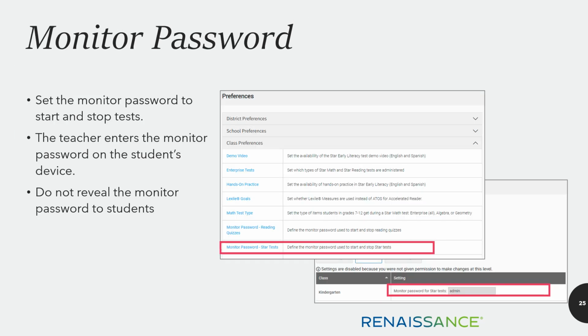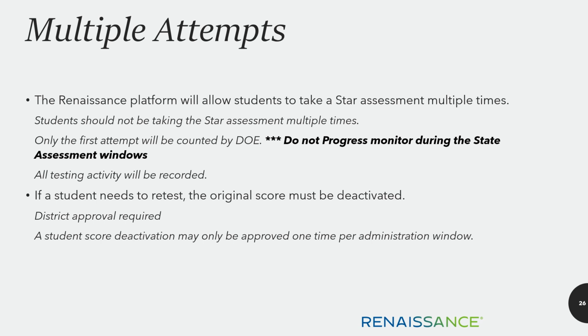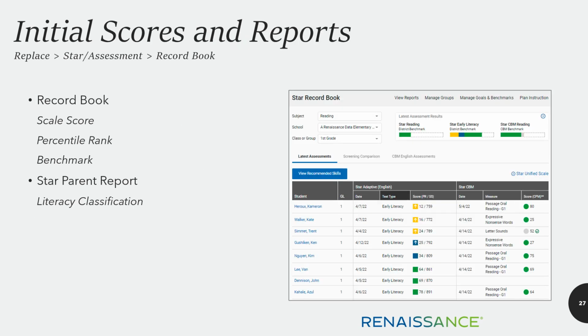Teachers must enter the monitor password on a student's device. Do not reveal the monitor password to students. The Renaissance platform will allow students to take a STAR assessment multiple times. Please do not progress monitor during state assessment windows. After assessing students, the following reports are helpful for teachers and parents in understanding the data.